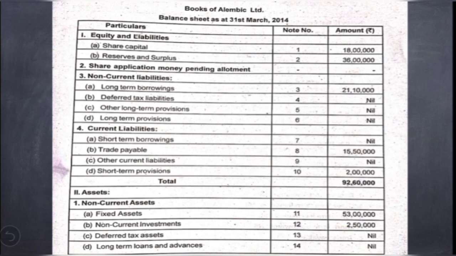On the top, we are going to write the name of the company, that is Alembic Limited, in the next line balance sheet as on 31st March 2014. In the particulars column, we have mainly two headings. The first one is equities and liabilities, then the second one is assets. This equities and liabilities is again subdivided into four. First one is shareholders funds. Under that we have three items. First one is share capital with note number 1. We get the total 18 lakh.